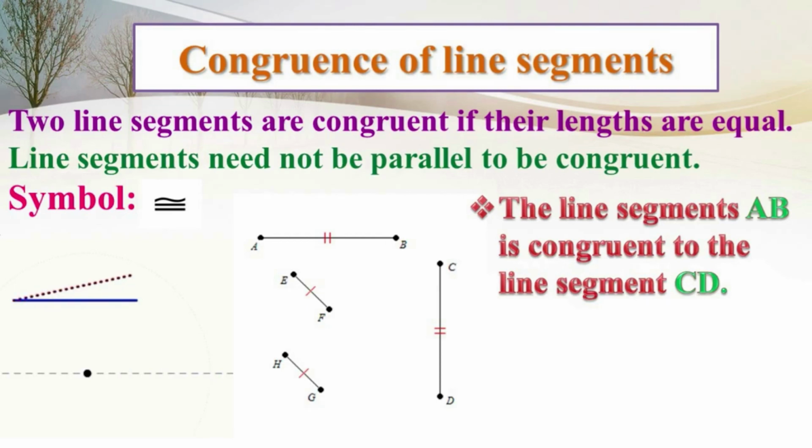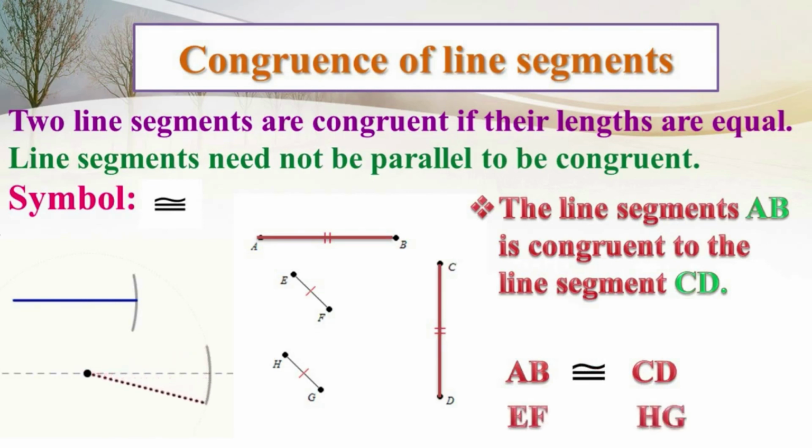How to represent AB and CD? AB is equal to CD because their measures are equal. Here we have to replace the equal to symbol with the congruent symbol. Therefore, AB is congruent to CD. Next pair is EF and HG. They have given one red line on these line segments which represents both are equal. Therefore, EF is congruent to HG.